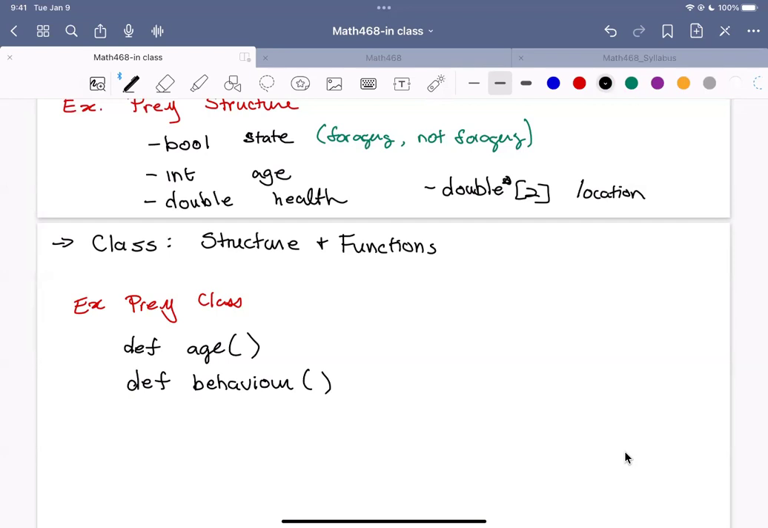And each of these might need these different arguments from the structure. So for example, in behavior, you might really need to know your location, for example, and you might really need to know the health of the individual. Maybe it doesn't even have energy to run if it wanted to. Okay, so any questions about what a structure is and what a class is?